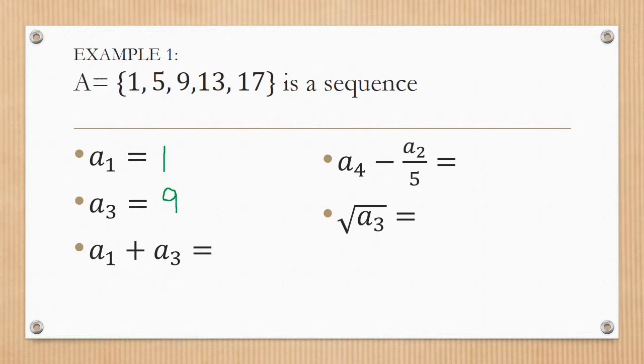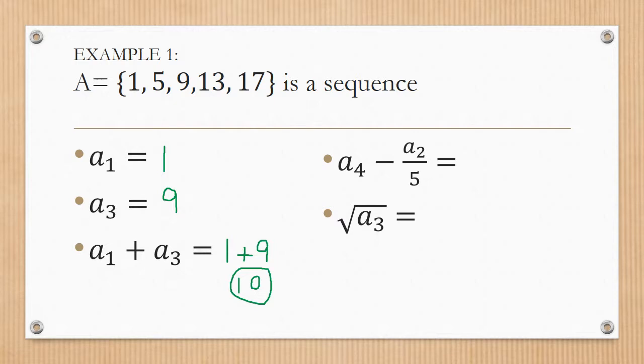A sub 1 plus a sub 3 means the first term plus the third term. So what I need to do is to substitute a sub 1, or the first term, by 1, because that's the first number in the sequence, and to substitute a sub 3, or the third term, by 9, and find the answer, which is 1 plus 9, which is 10.